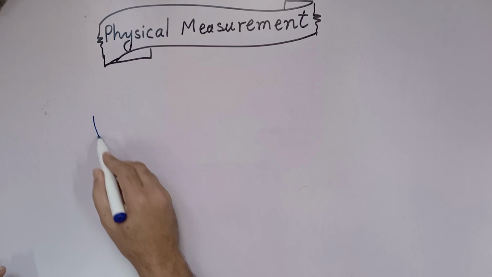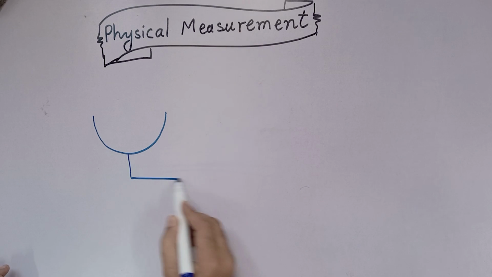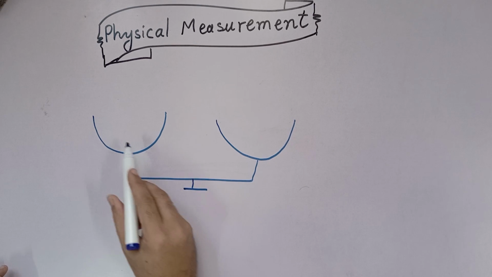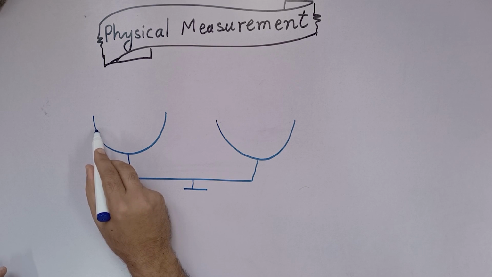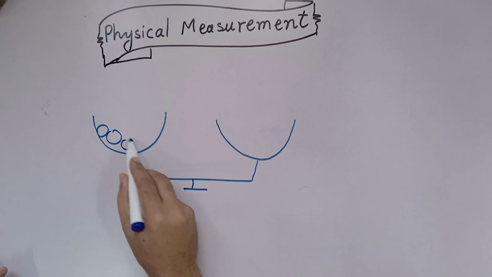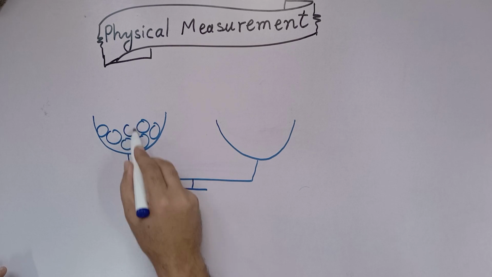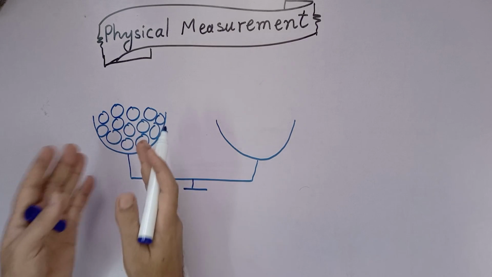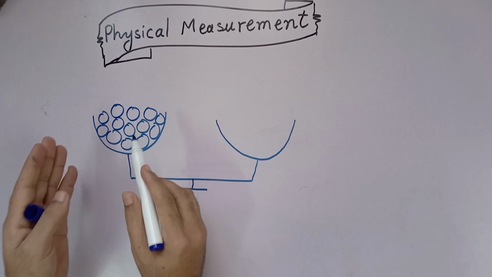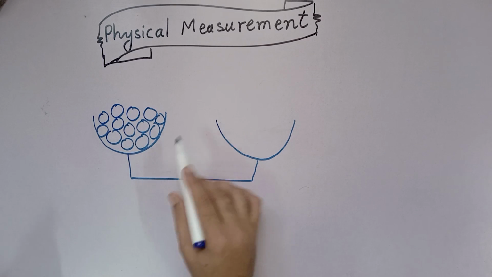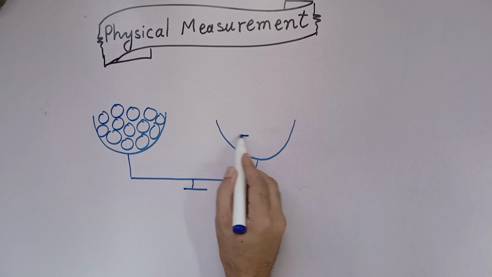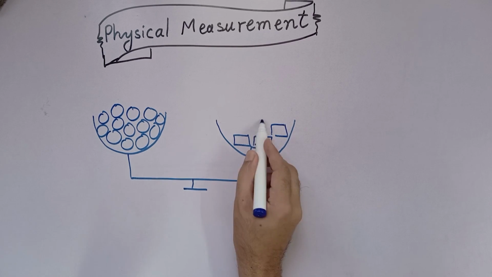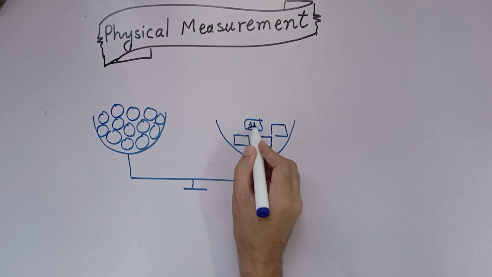For example, the beam balance has 2 pans. We can put some apples here. I don't know the mass of these apples, and I want to know the mass. So this we can call unknown mass. On the other side, or in the other pan, we put some pieces of metals. Each metal has 1 kilogram.